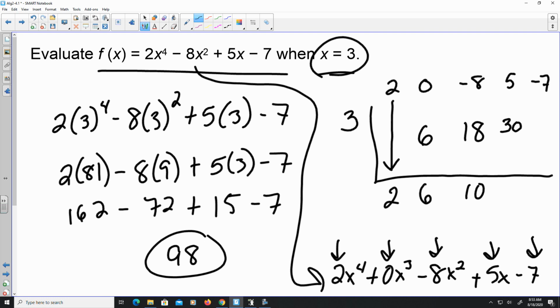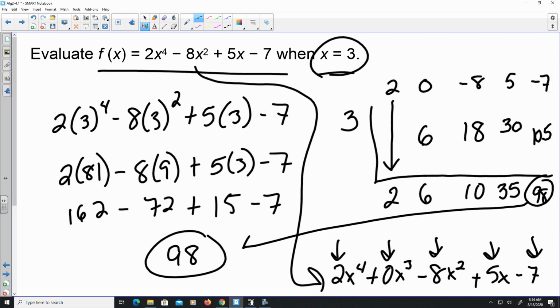5 plus 30 is 35. 35 times 3 is 105, and negative 7 plus 105 is 98. We get the same answer as we did with direct substitution. Again, at this point, do what you feel comfortable with, but know that eventually synthetic division will be something that we'll look at quite a bit in this chapter.